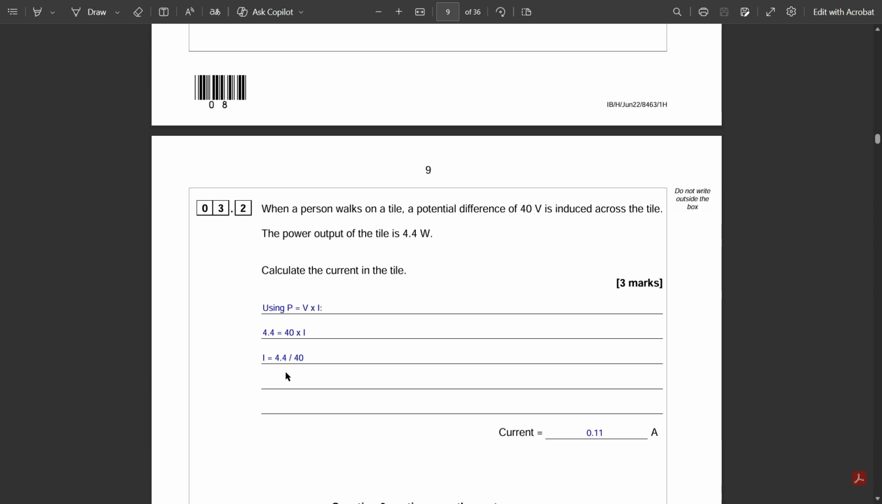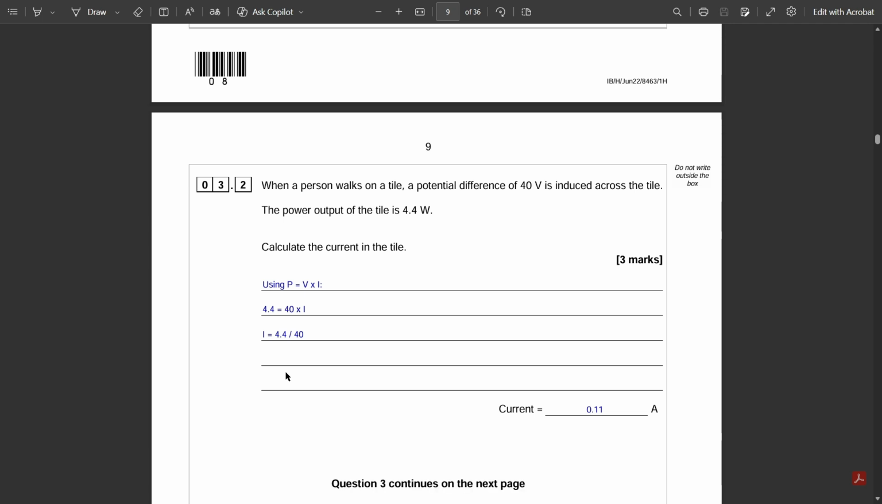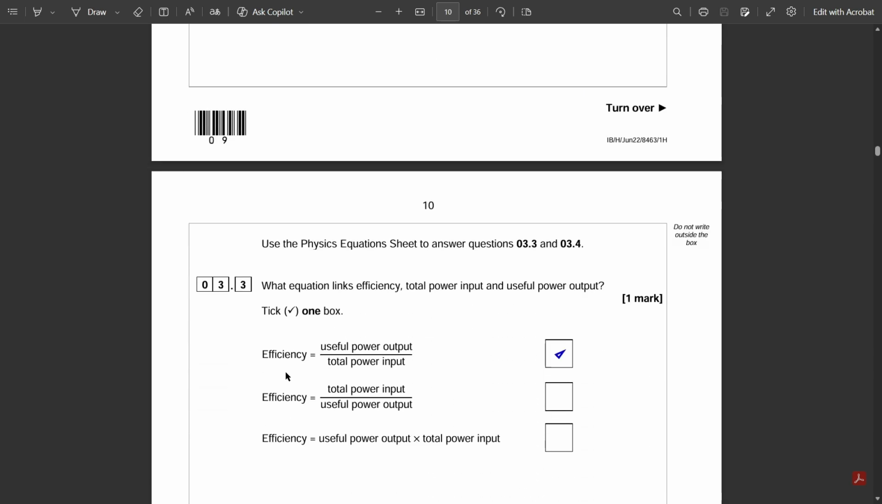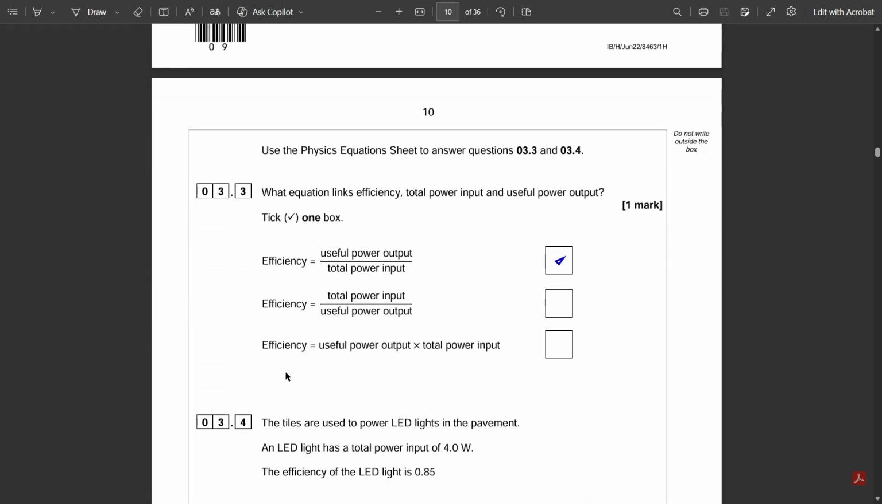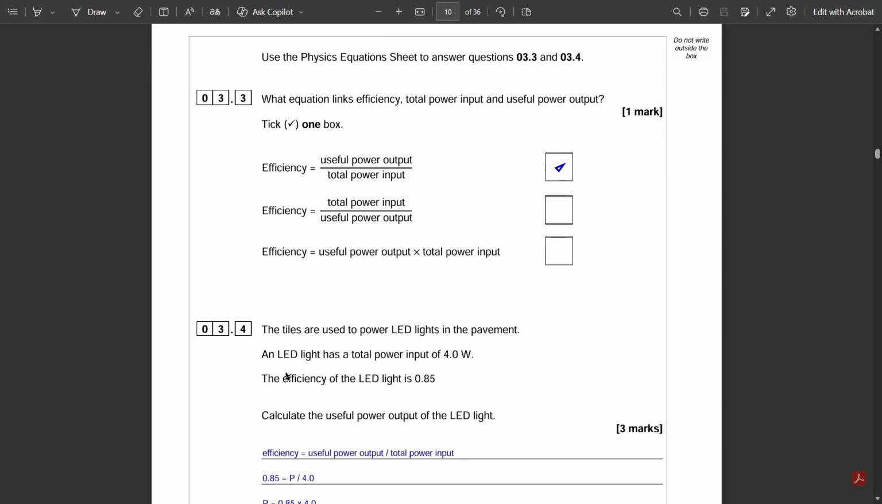Very important skill. In fact, it's really the only skill you use in GCSE physics: rearranging formulae, or just solving equations. Then we are asked to use the physics equation sheet again. Which equation links efficiency, total power input, and useful power output? Well, efficiency equals useful power output over total power input. So, yeah, it's in the formula book.